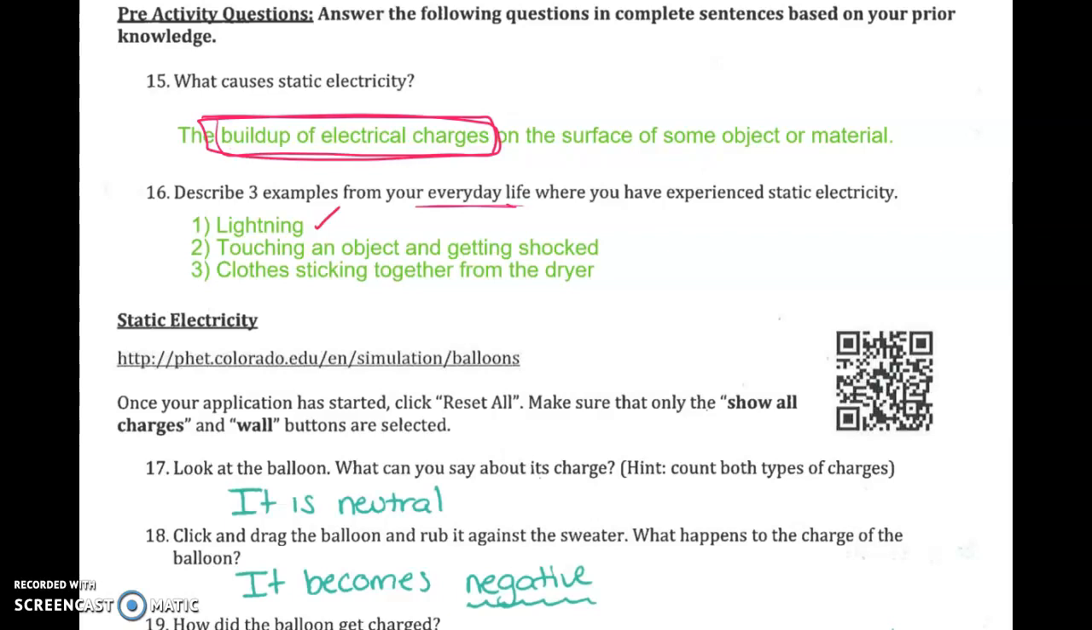If you touch something and get shocked, say you rub your feet against carpet and go to touch a doorknob and you feel a little shock, that shock is static electricity. You have built up charges from rubbing your feet on the carpet, and then you get shocked by it. Clothes sticking together in the dryer. If you take clothes out of the dryer that had just ended, in the dark, you can probably see some sparks, and that's another form of static electricity as well.